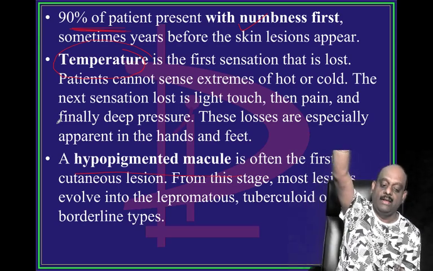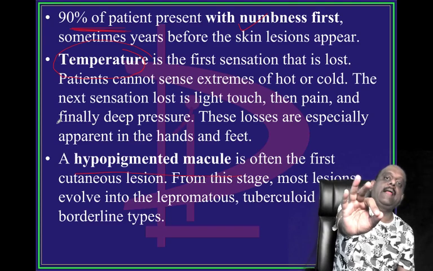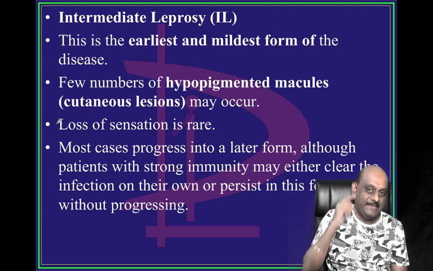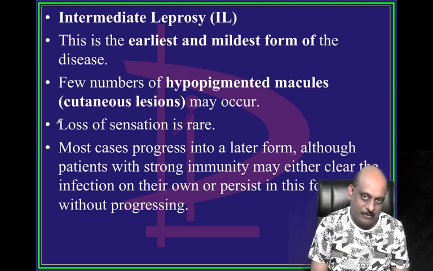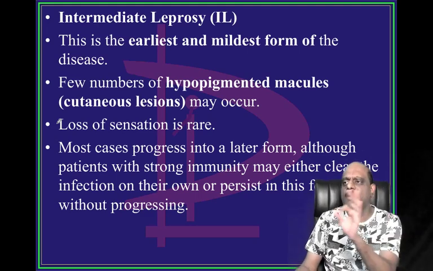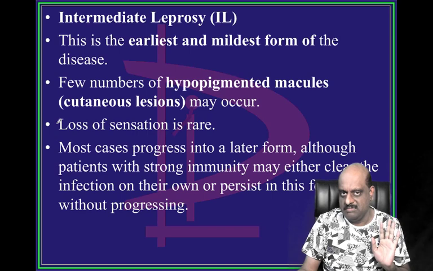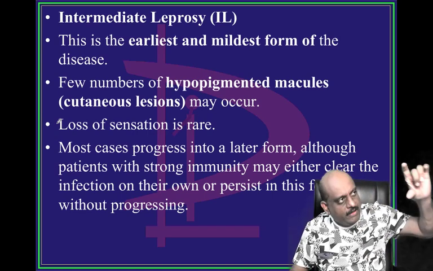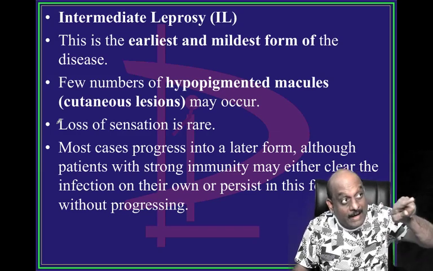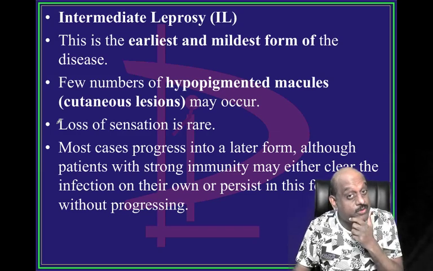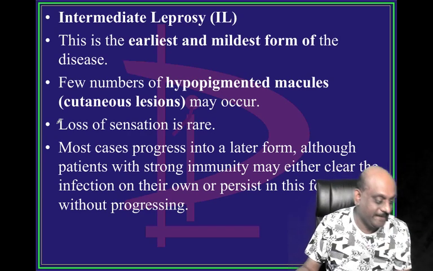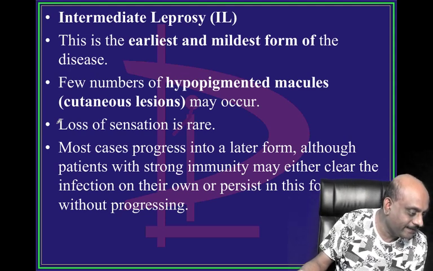Hypopigmented macule is often the first cutaneous lesion. Temperature, first sensation lost. That is what you should remember. Okay, we will do a hot review of the whole of leprosy. Types of leprosy, what are the differences? In the exam hall, the examiner will give you one image-based question of one of the types of leprosy lesion, and you have to recognize the lesion and say which type of leprosy it is. That is the challenge in dermatology. Right, doctor?